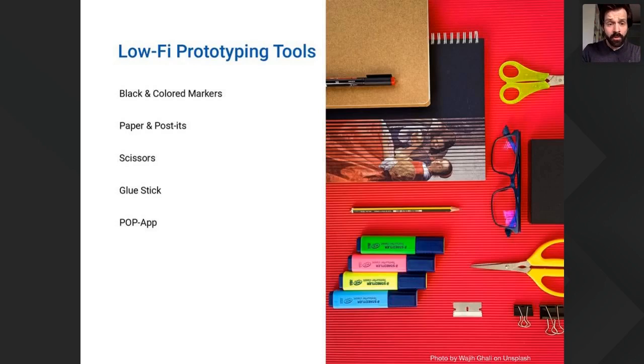So going over to the tools that you would need to create these prototypes, for low fidelity prototypes or paper prototypes, the tooling that you would need is everything that is used in art lessons at primary school. So scissors and black and colored markers and papers and post-its are quite important, but you can also go over to gluing something and being more creative with these kinds of things, and also using a so-called pop app that allows you to make photos from your drawings and your sketches and link them into a clickable interactive prototype.